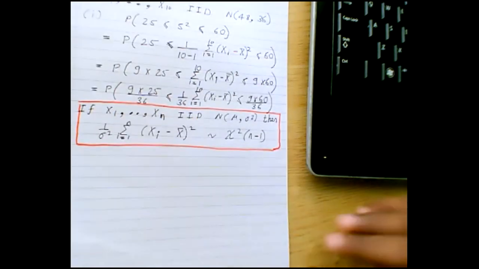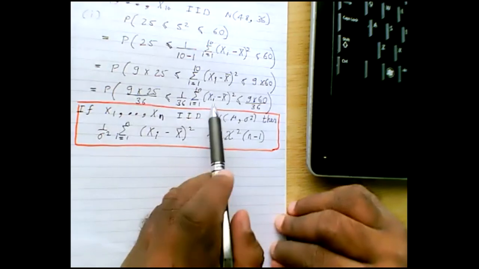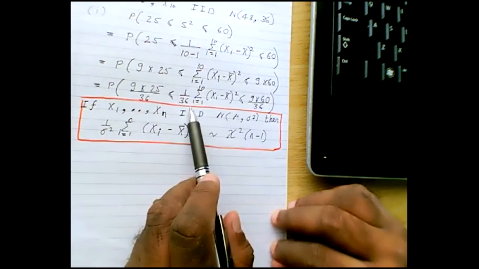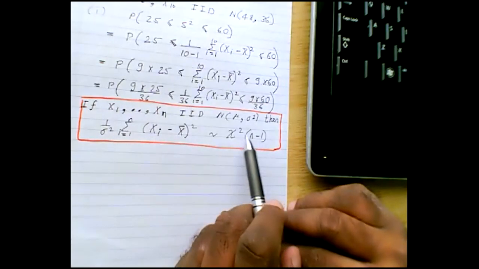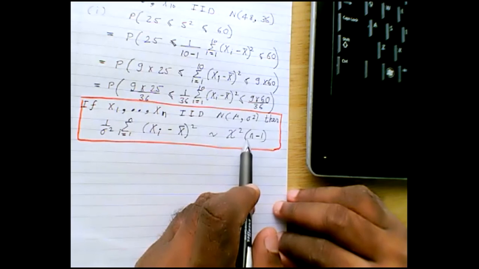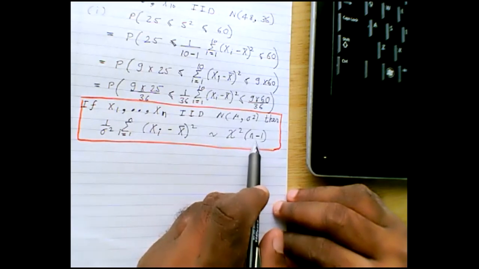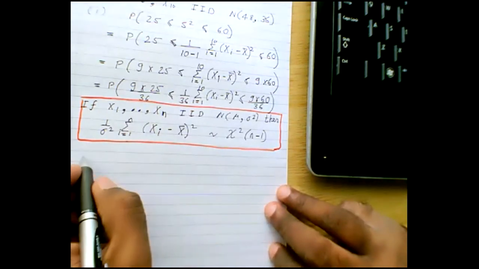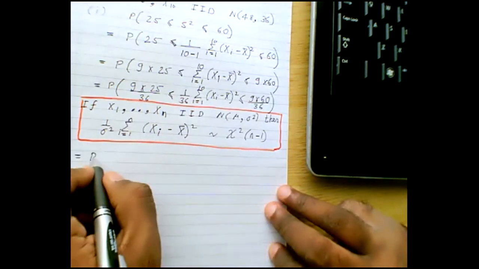All right, now I'm going to use this property here. What you have here is the same as this. Sigma squared is 36, right? So according to this property, this guy here must have a chi-square distribution with n minus 1, n is 10, so it's 10 minus 1, which is 9. So using this property, you can write the above.